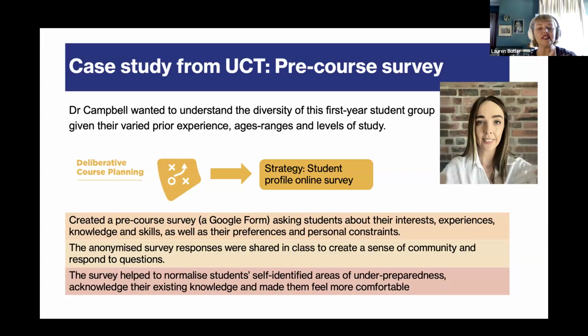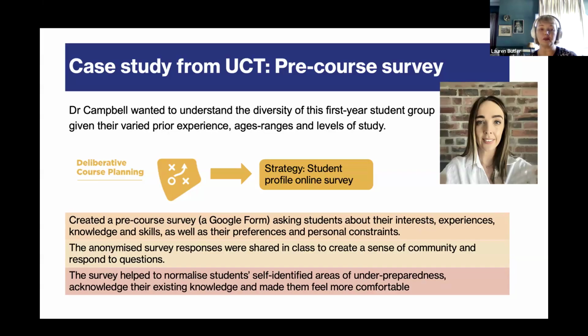And so what she did, from the deliberative course planning element, she decided to implement the strategy of creating a student survey, an online survey, which is in a Google form that we provide a template for, and then it can be customized according to your class and your context. And it asks students about their interests, their experiences, knowledge, skills, as well as their preferences and personal constraints.